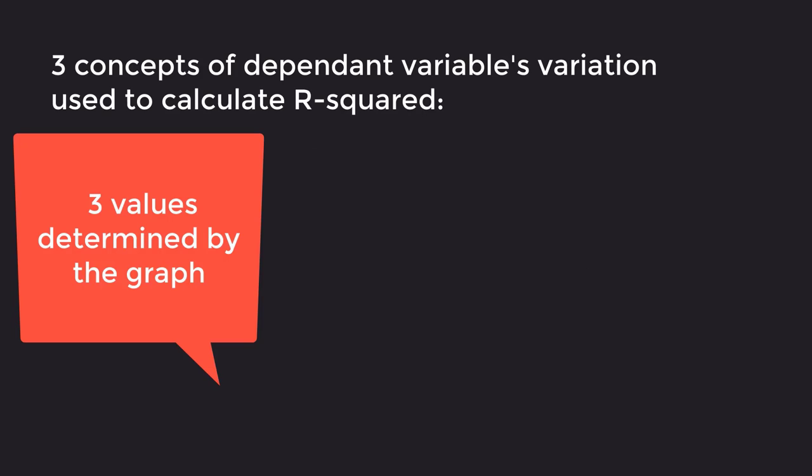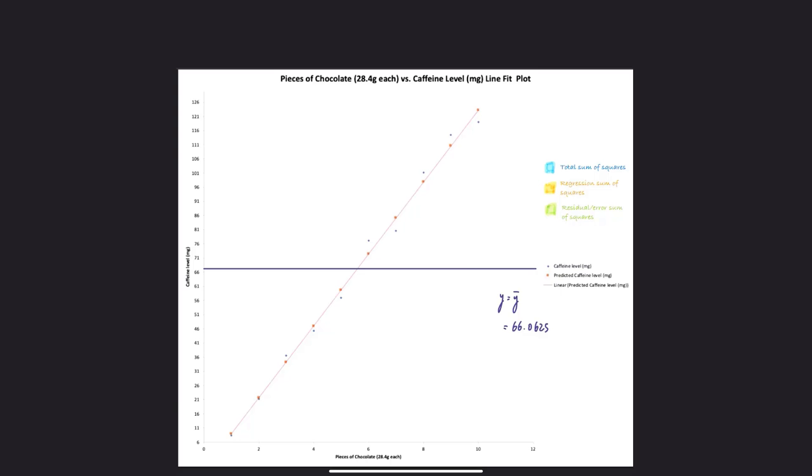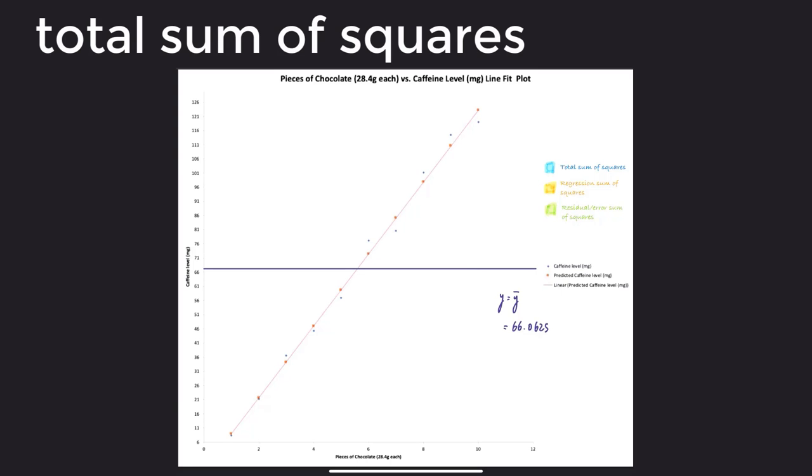It's really useful to know about the three concepts of the dependent variable's variation. But you don't need to remember this to get an R-squared value. It does help to know that it's no magic. Firstly, we have total sum of squares. It is the total variation in a dependent variable y illustrated by the light blue lines in our graph.